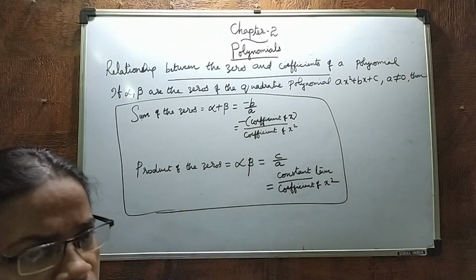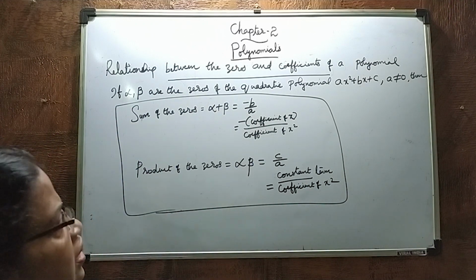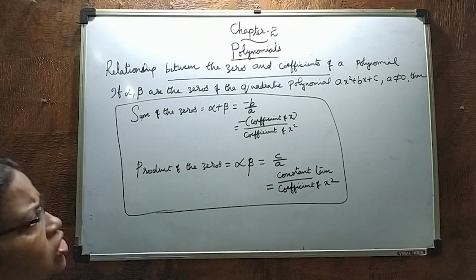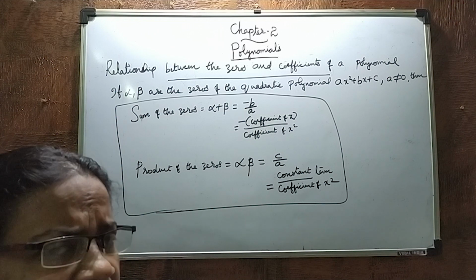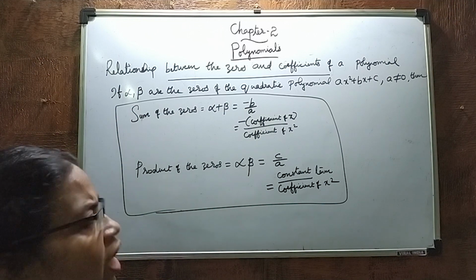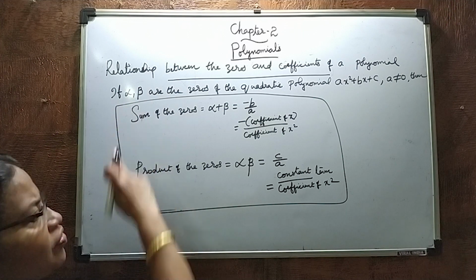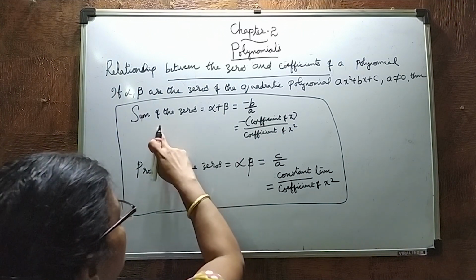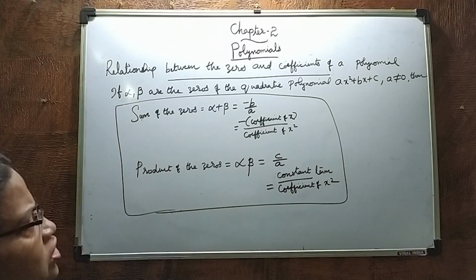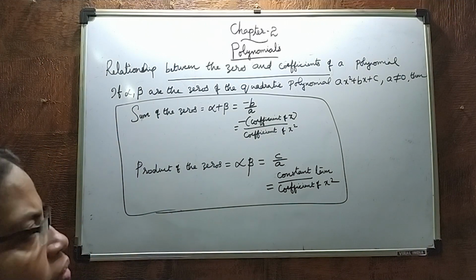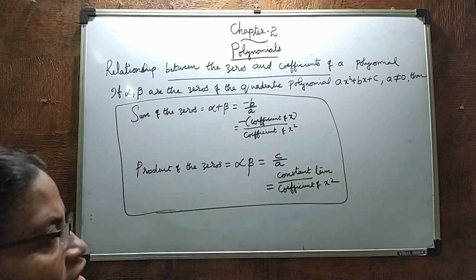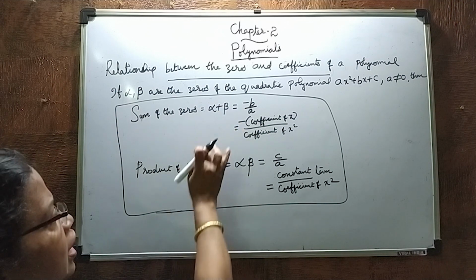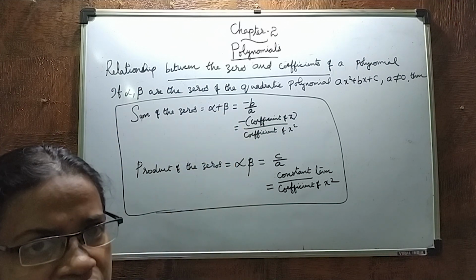So this is a very important thing you have to remember. You have to find out the zeros of a quadratic polynomial, and you will get 2 zeros. Name these 2 zeros alpha and beta. Then alpha plus beta is the sum of the zeros. If they ask you to find the sum of the zeros, just add the 2 numbers you got after splitting the middle term.